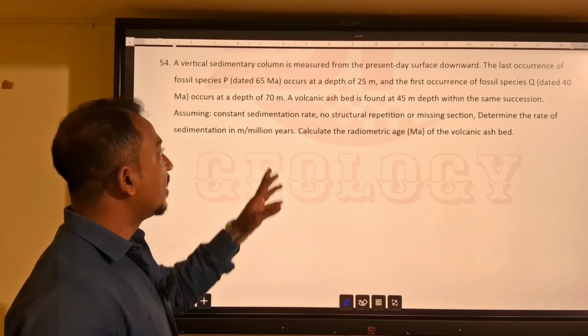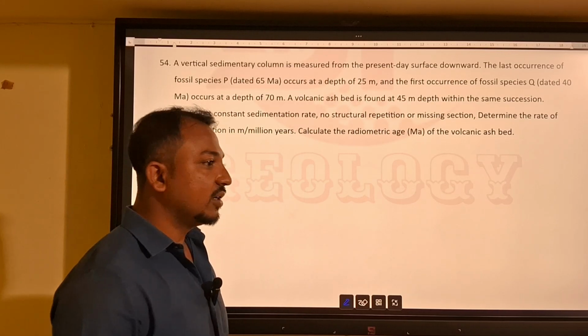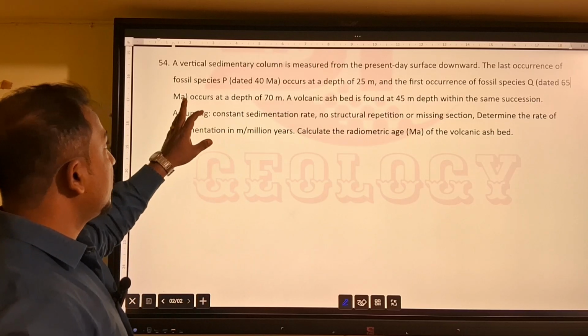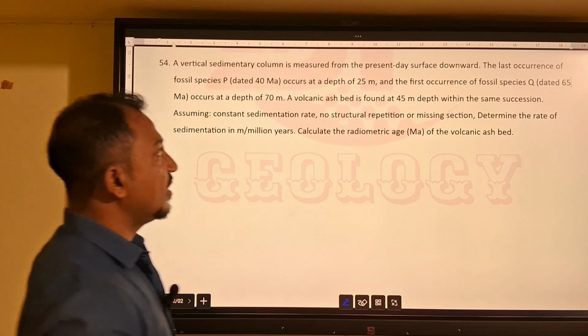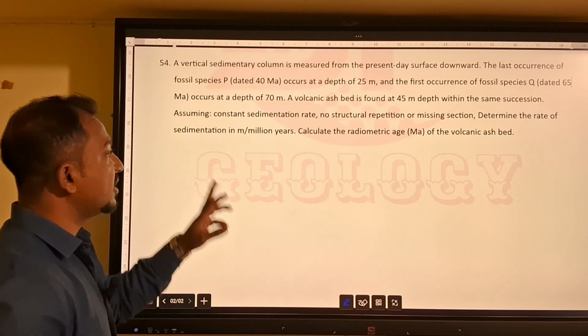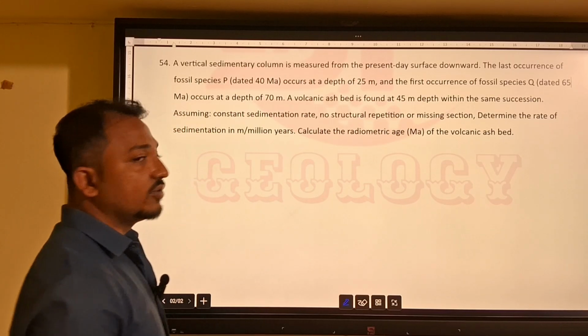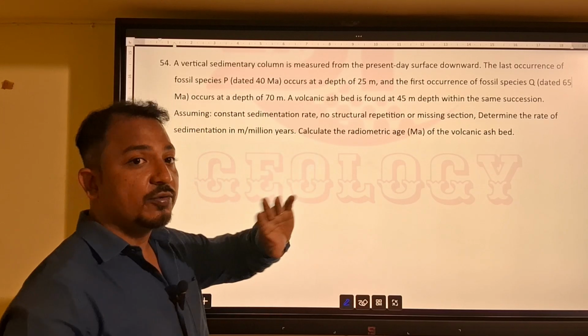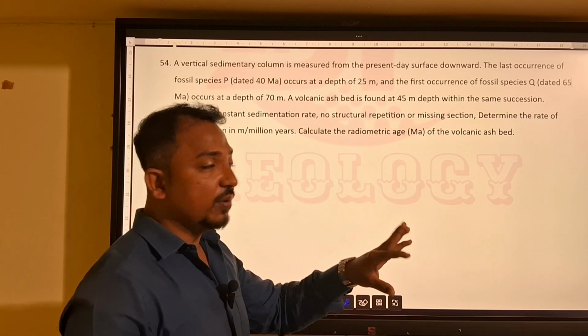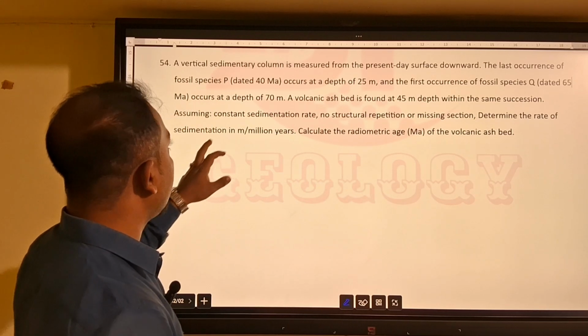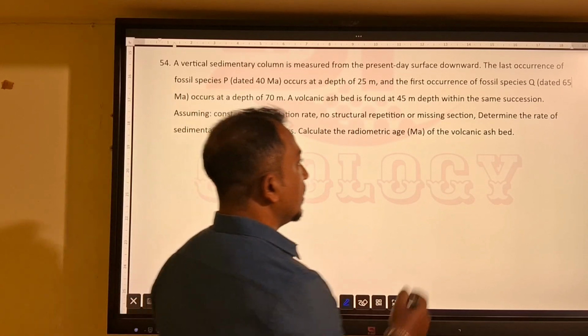In the previous part, I gave this question. The question says a vertical sedimentary column is measured from the present day surface downward. The last occurrence of fossil species P, which is 40 million years, occurs at about 25 meter, and the first occurrence of fossil species Q, dated 65 million years, occurs at a depth of 70 meter.